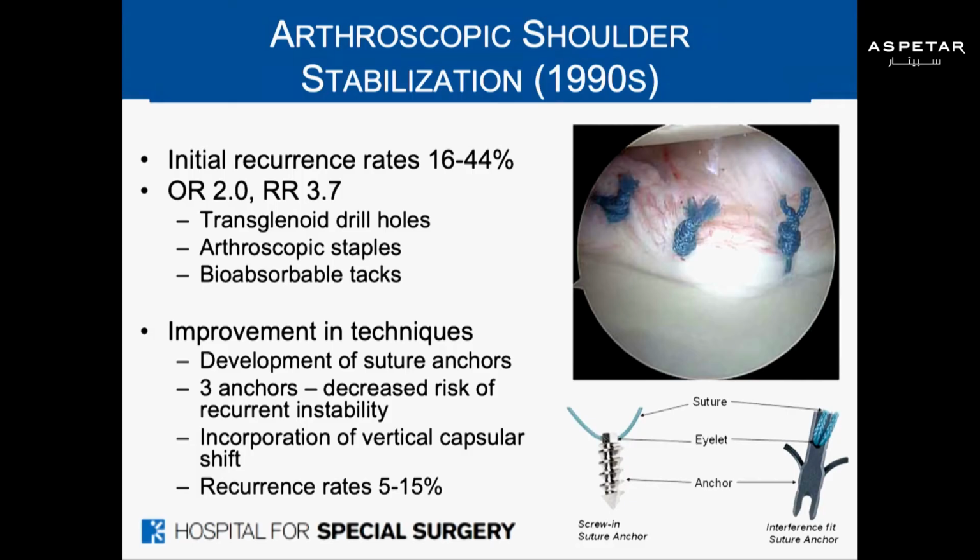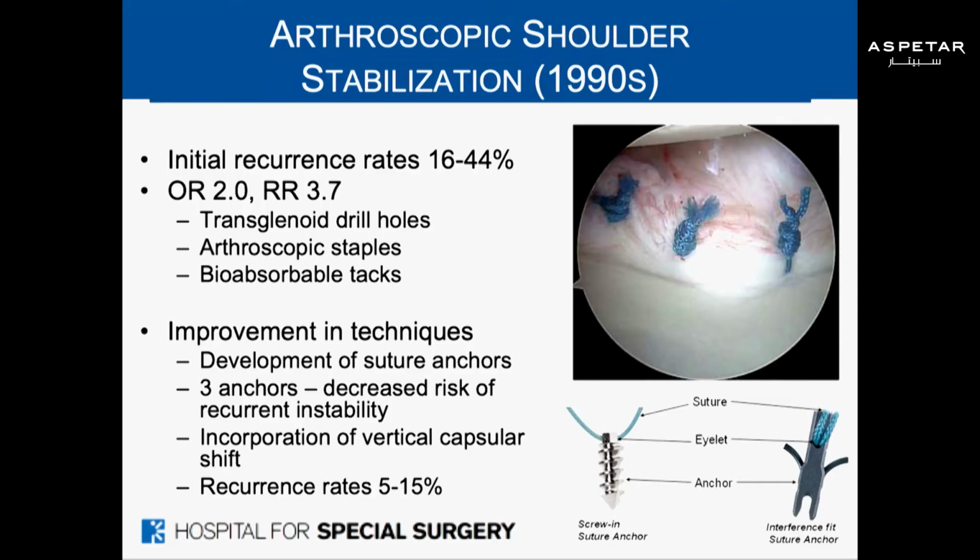In the early 90s, we started to switch, and arthroscopic surgery became popular. The implants were developed to allow this to be done arthroscopically and not have to do open surgery. And you don't want things to be technology over reason. The initial recurrence rates were anywhere from 16 to 44%. So clearly, just because you could do something arthroscopically, initially that was much worse than our open results.